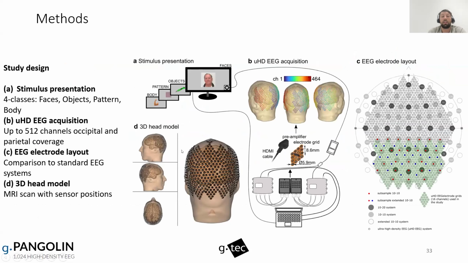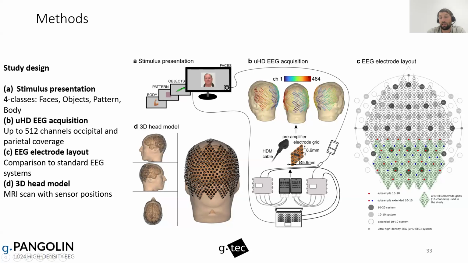So similarly, we placed 512 channels here in this occipital region. We showed stimuli, in this case, body, pattern, objects, and faces. And we recorded the data here with 2 high amps. And this is, for example, compared to the standard layout system, the g.Pangolin electrodes placed. And again, we did a subsample analysis.